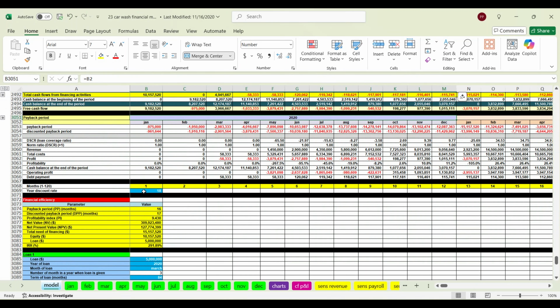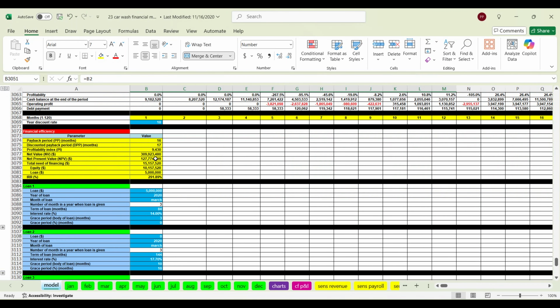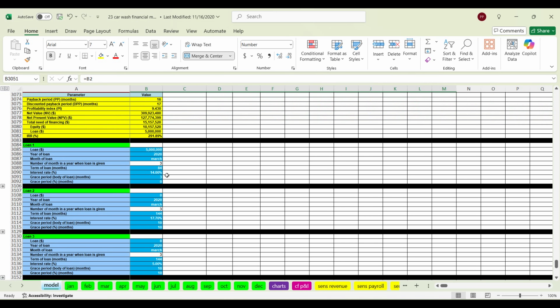Then we can specify the discount rate. Here it is. Then we can see the main financials: simple and discounted payback period, profitability index, net income, net present value, total amount of financing consisting of equity and loan, internal rate of return. Then we have the loans.